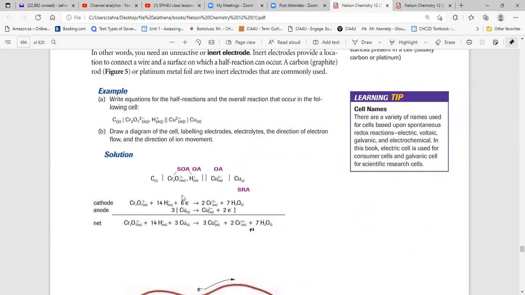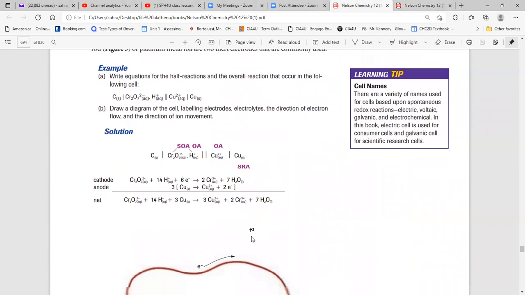Therefore, you just want to balance the charges. This is 2 electrons, this is 6 electrons. You multiply everything by 3 to make this one 6 electrons. And add up the right side, add up the left side, and this is what you have for the reaction.